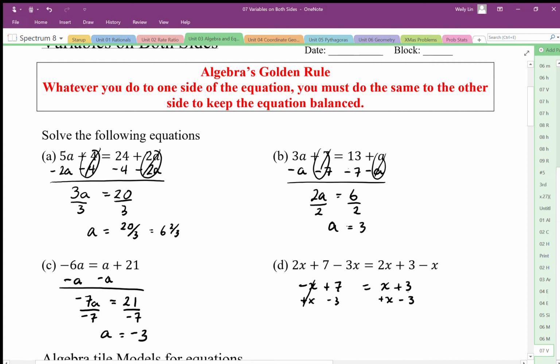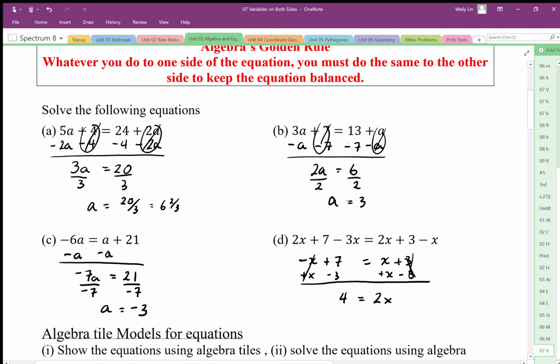Sorry, get rid of the +3 with the -3. Okay, again, my 0 pairs there. And so I end up with 4 is equal to 2x. So it doesn't really matter which side the variable is on.